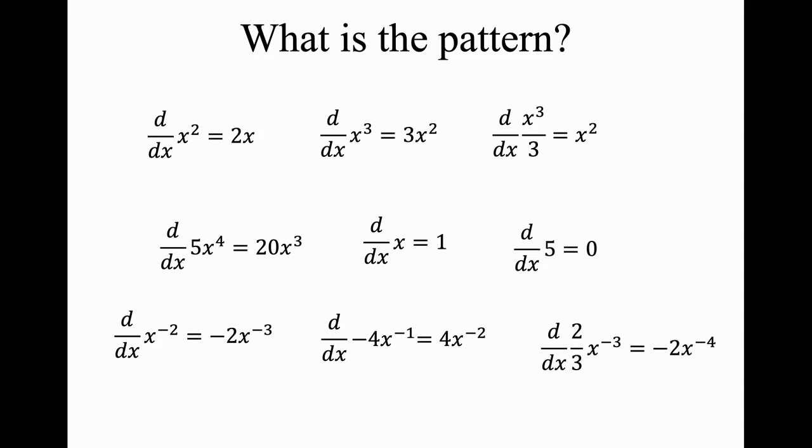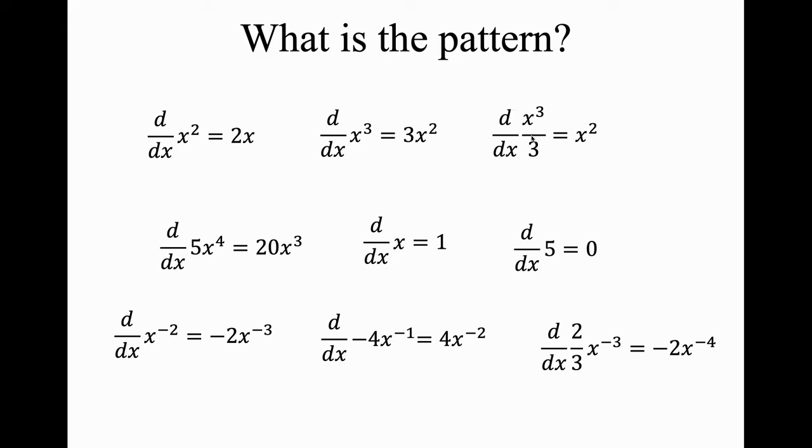Have you figured out the pattern? Let me help you out. Look at the first one. Exponent 2, coefficient 1. 2 times 1 is 2. Now take the exponent, minus it down by 1. 1. Let's try another one. 3 times 1 is 3. 3 minus 1 is 2.